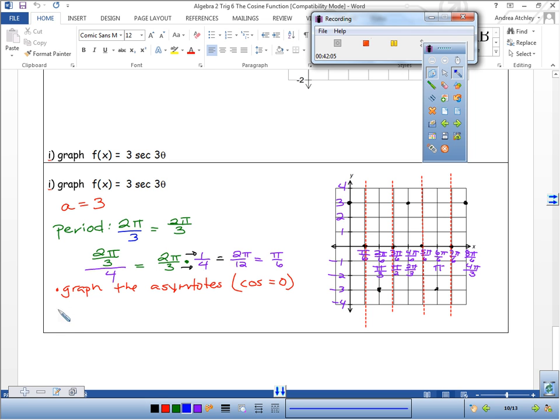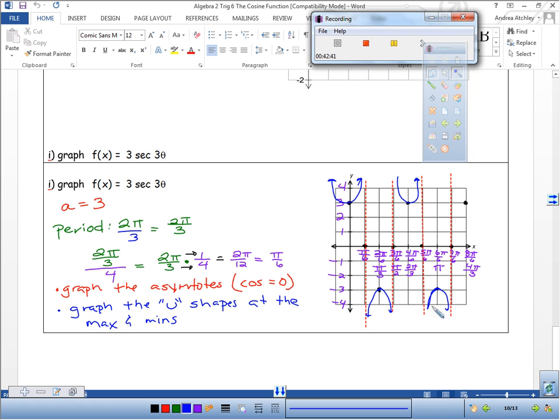Okay. Then graph the U shapes at the maximums. So here, my U is going to go here at this maximum. Here's another minimum, so it's going to go down. Another maximum, so it's going to go up. Minimum down. Maximum up. Let's do this for every graph. For secant graphs, cosine is the cosine curve, and secant are these parabola-like shapes. Not really parabolas, but kind of looks like it. Any questions? Good job. Okay.